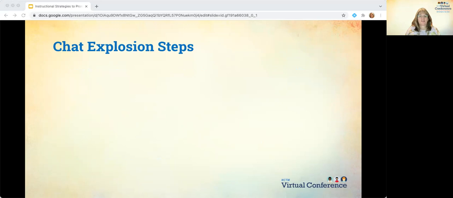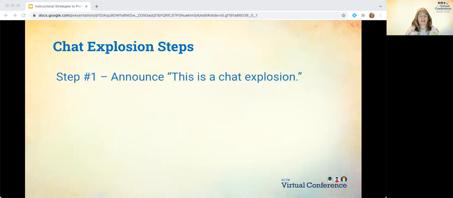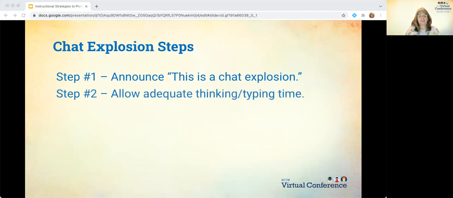So here's the steps for a chat explosion. First, announce that this is a chat explosion. Announce before you even give the question or the prompt that it's a chat explosion, which means the students are not going to hit enter until you give them the directions to do so. You want to make sure you allow the students to have adequate time for thinking and typing. You may even want to type a response yourself so you can see how long it takes to type a response.